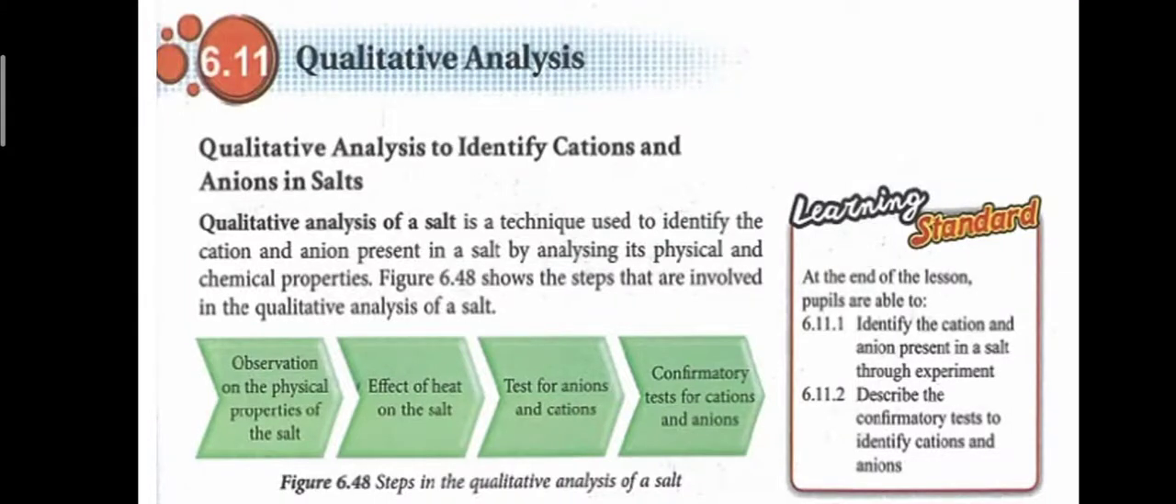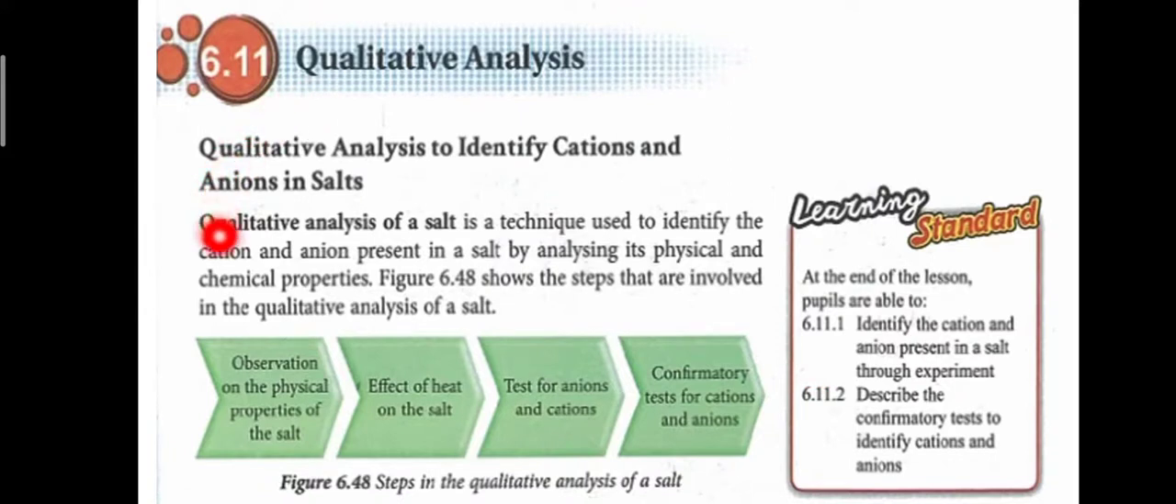Okay, so this is Chemistry Form 4, Chapter 6, subtopic 6.11, Qualitative Analysis. In this subtopic, you need to identify the cation and anion present in a salt, and also the confirmatory test to identify cations and anions of salt solution.